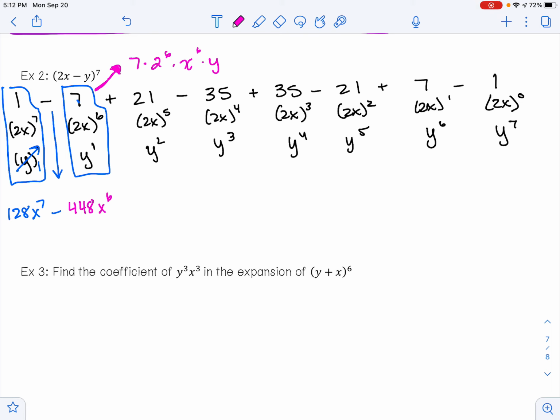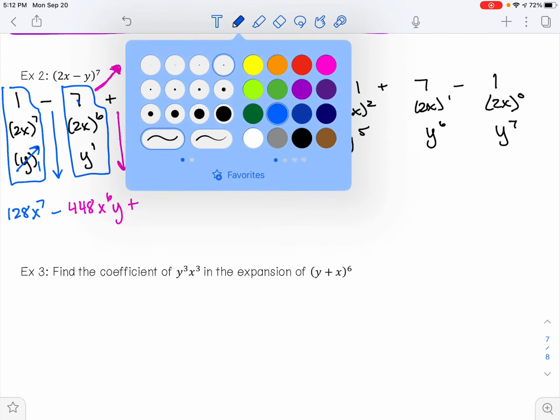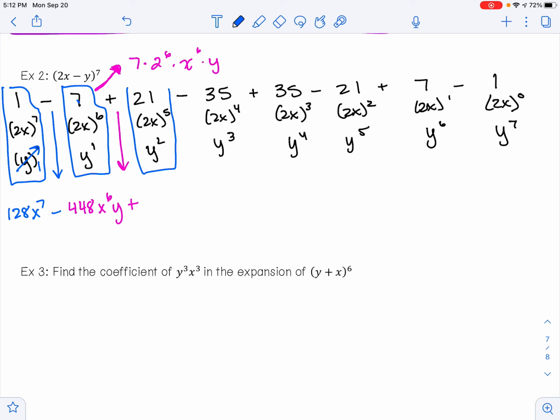x to the 6th, y to the 1st. I'm going to bring down that plus sign. 21 times 2x raised to the 5th power times y squared. 2 raised to the 5th power is 32 times 21 is 672 x to the 5th y squared. I'm going to bring down that minus sign.